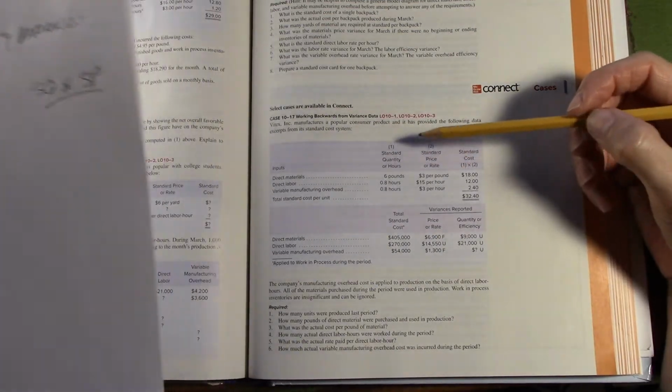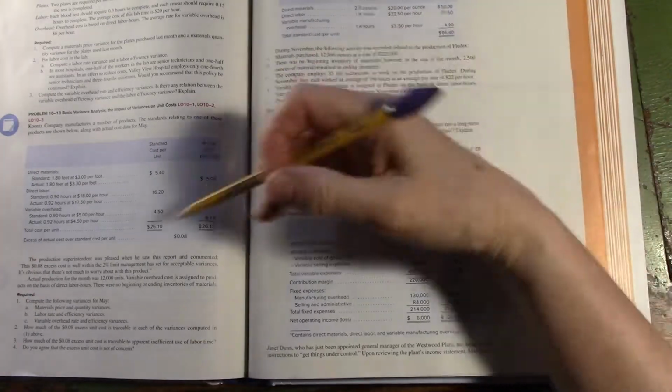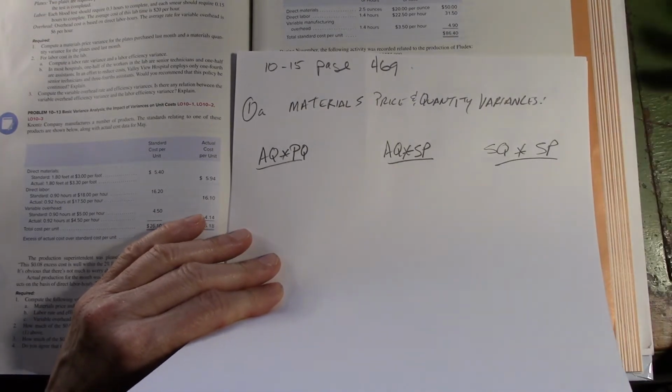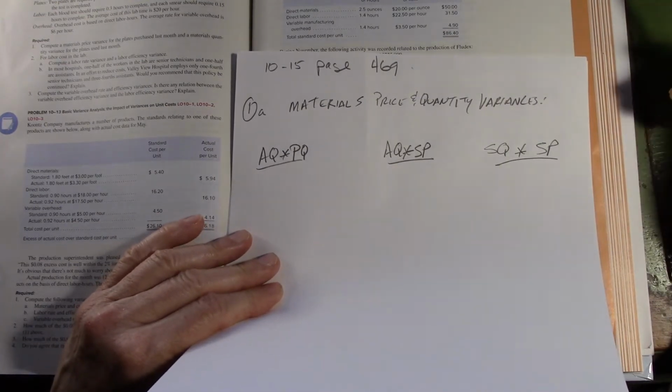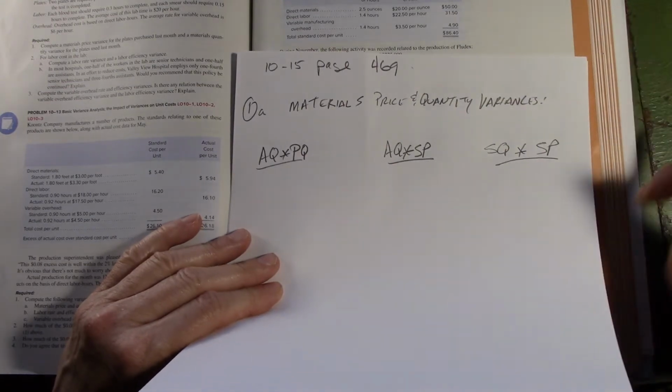Hi, we are going to be working problem 10-15 from our book. It's on page 469, and it'll be your homework problem for chapter 10. You'll be working in Connect and have some different numbers.